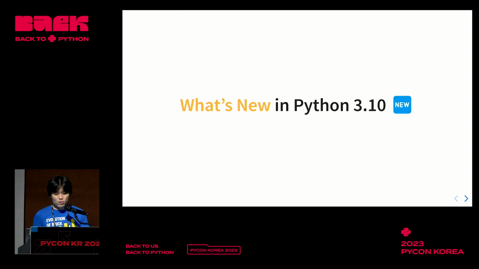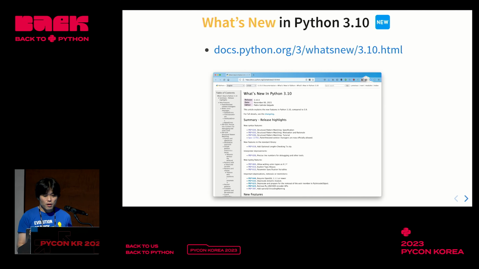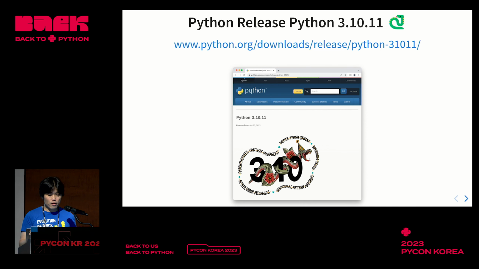Now, let me introduce the new features of Python 3.10. This is a docs.python.org page. The new features are summarized in the What's New page in the Python official documentation. Python 3.10 was released in October 2021. The latest maintenance version is 3.10.11. And 3.10 has many new features.